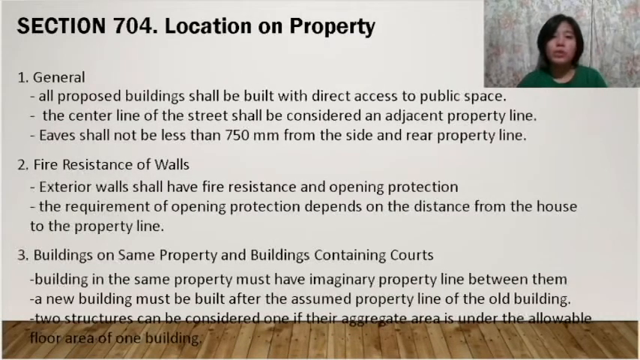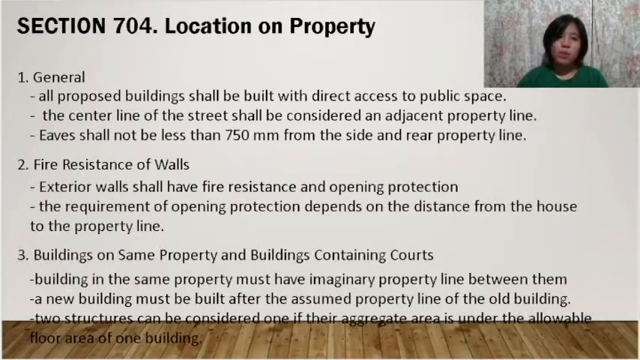Section 704, location on property. All proposed buildings shall be built with a direct access to public space. So tanan nga property or tanan building na ay access sa dalan. The center line of the streets shall be considered the adjacent property line. Eaves shall not be less than 750 millimeters from the side and the rear property line. So eaves mo ni siya tong labaw nga atok sa imong building.